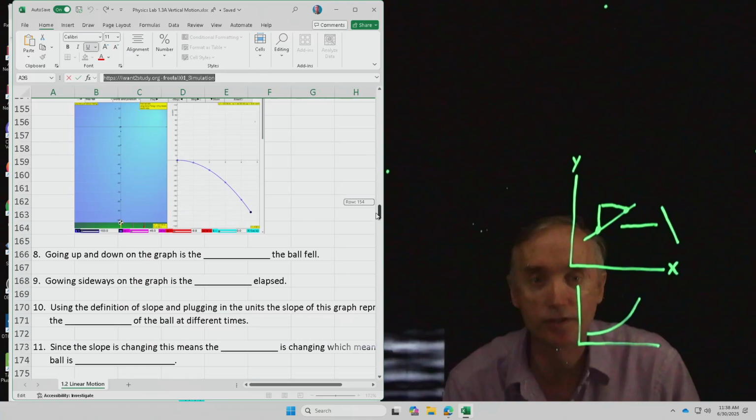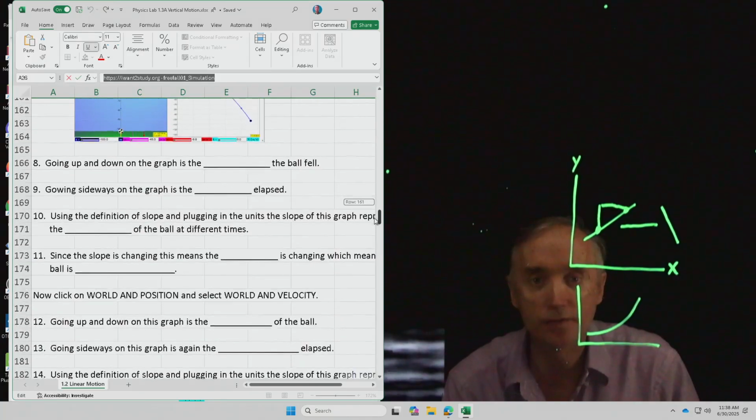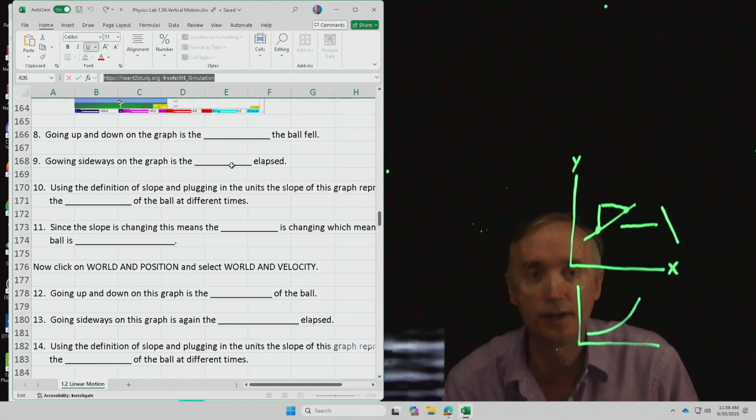Okay, so here's what we just did, and we're going to answer some questions here. Going up and down on the graph is the what the ball fell. Okay, number 9, going sideways on the graph is the what that has elapsed. Number 10, using the definition of slope and plugging in.